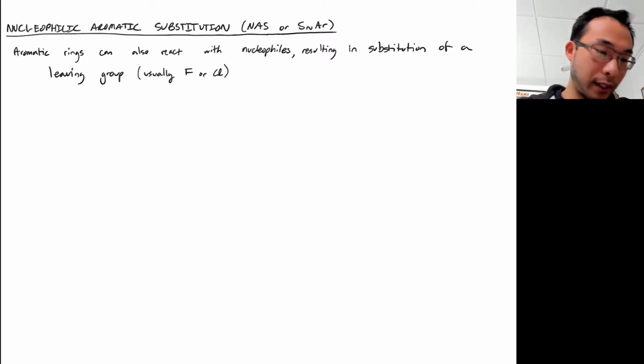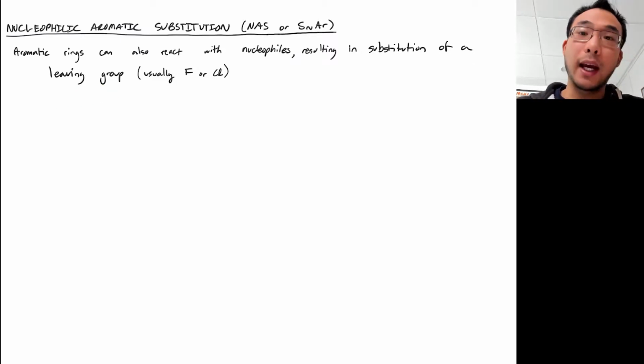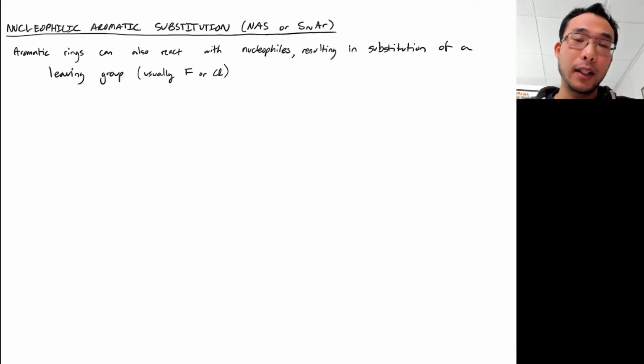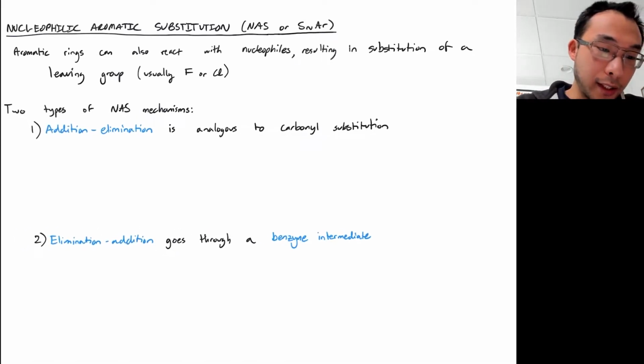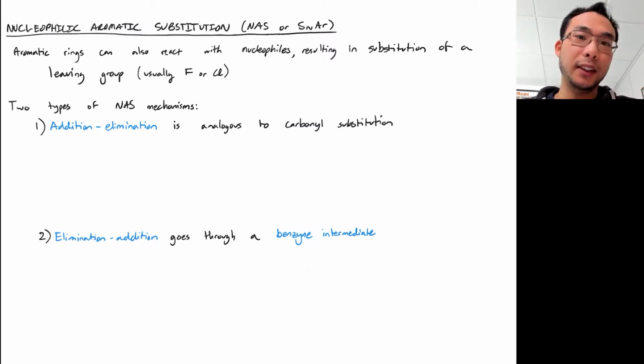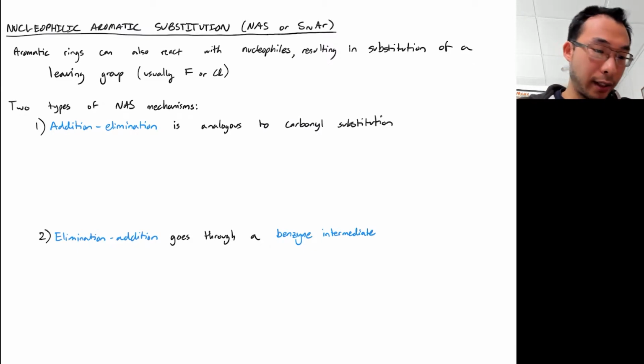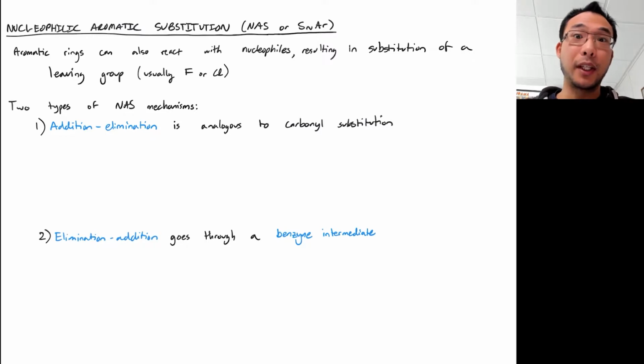When we do NAS or SNAr reactions, what we find is that the substitutions only really take place if there is a good leaving group. In the case of NAS reactions, good leaving groups are usually going to be fluorine or chlorine. There are other examples, but almost always we'll deal with the halogens, specifically fluorine and chlorine. There are two main types of mechanisms through which NAS reactions can take place, and they are going to sound very similar to each other. The first of these is called an addition-elimination reaction, and the second is the other way around, so elimination-addition.